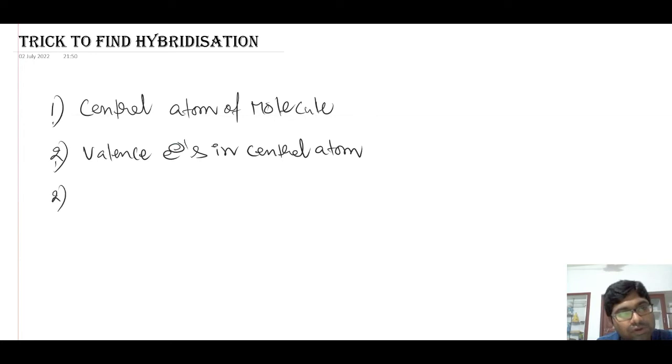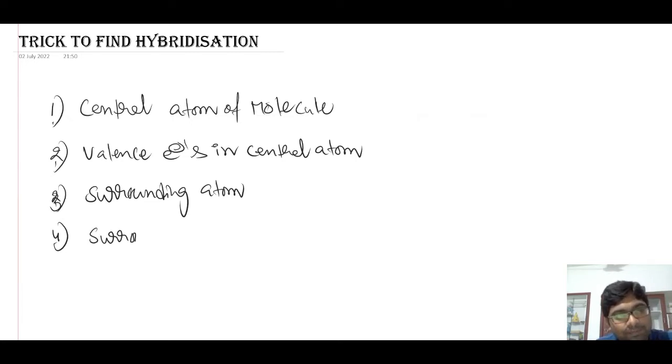Next one, find the surrounding atom. Next another one, find the surrounding atom valency. Right. So for the central atom we should find the valence electrons. For the surrounding atom we should find the valency.